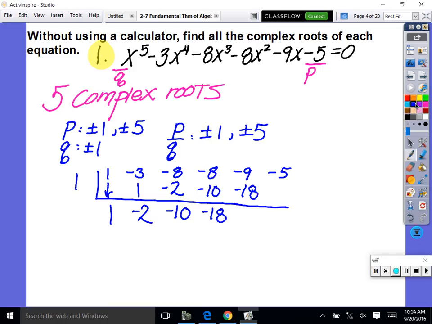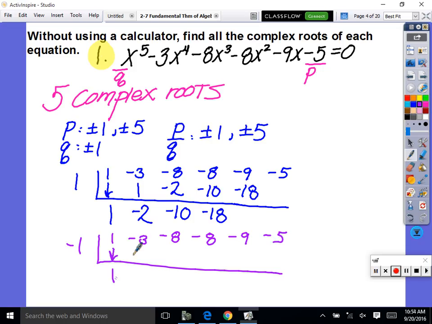So I'm going to test -1 instead. I'm just going to draw a new one because I don't want to mess up. 1, -3, -8, -8, -9, -5. We drop this down, we get 1. 1 times -1 is -1. We add straight down, -4. -4 times -1 is 4. We add straight down and we get -4, correct?